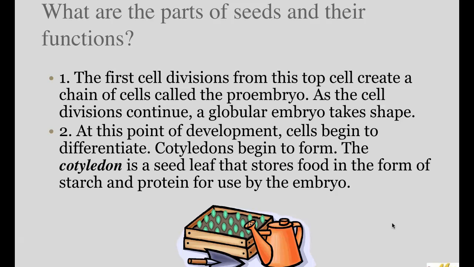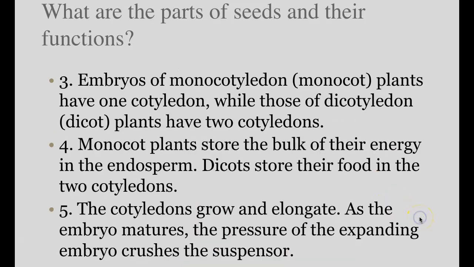At this point of development, the cells begin to differentiate, so they start to change. Cotyledons begin to form, the first true leaves that come out. Think of monocots and dicots. That really long word is typically monocotyledon or dicotyledon; they're just using the general term cotyledon. It's a seed leaf that stores food in the form of starch and protein for use by the embryo.